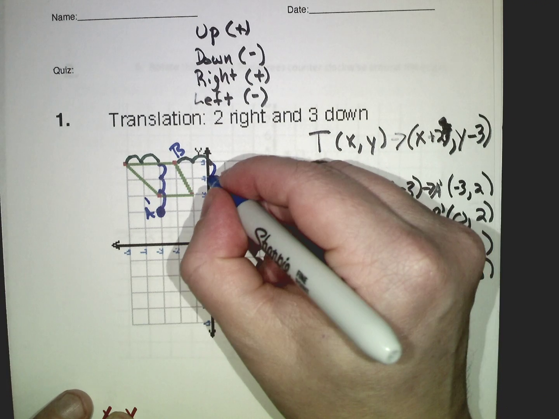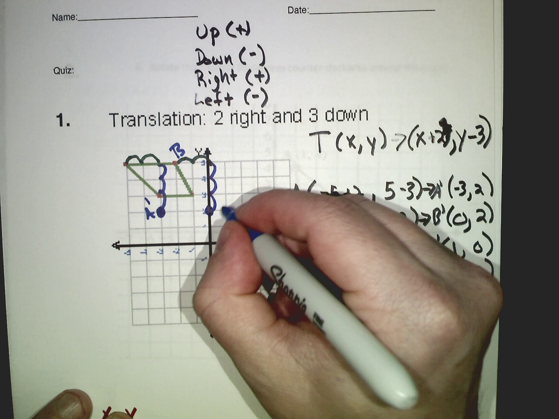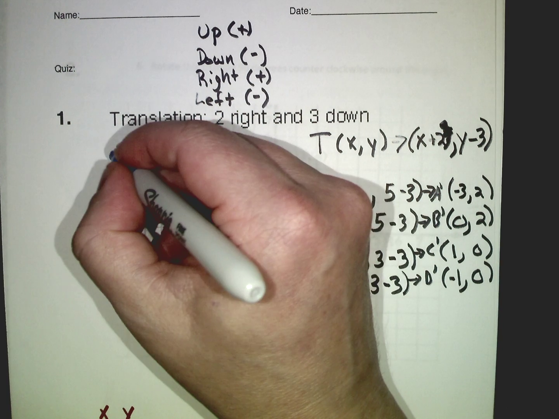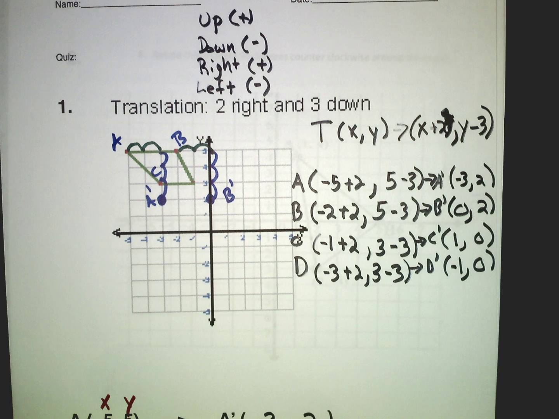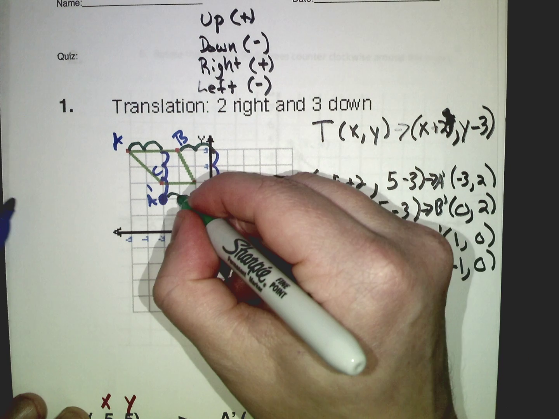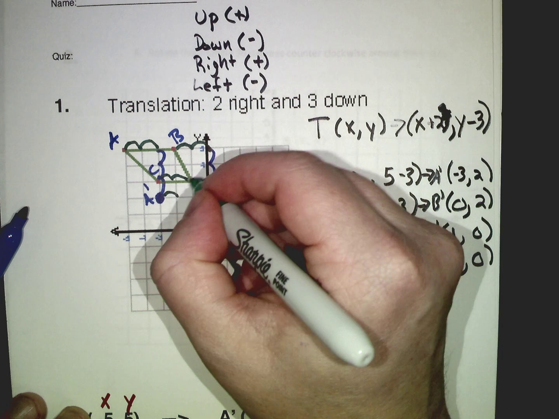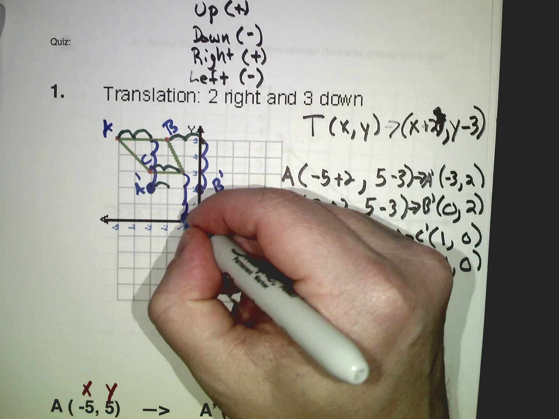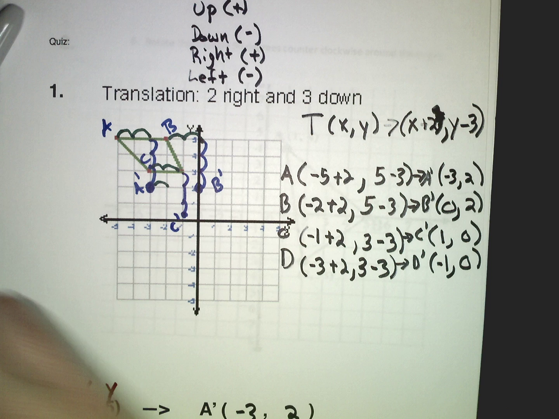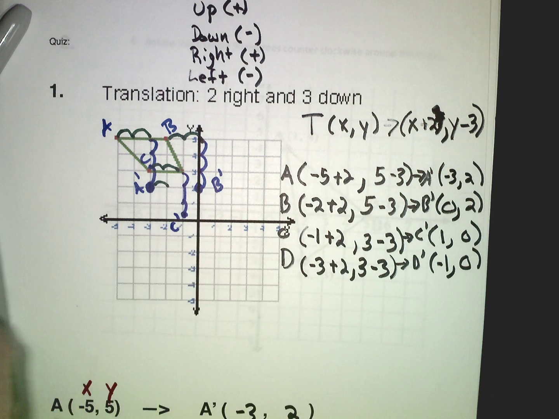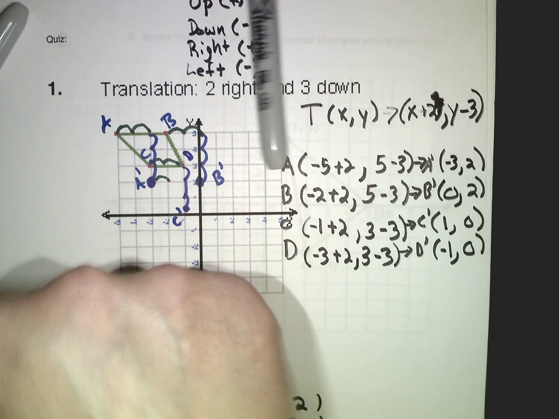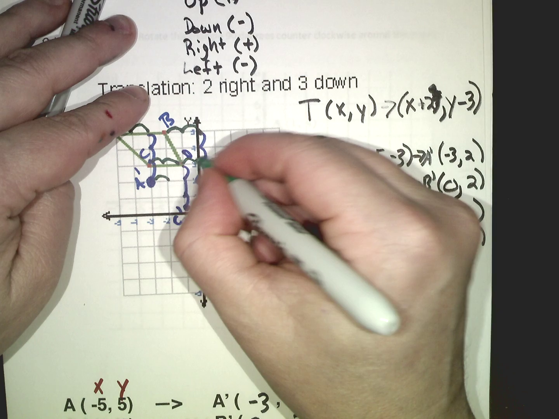And 1, 2, 3 down. And then you keep doing it for all of them. For C over here, 2 across, 1, 2 across, and 3 down. And then finally for D over here, 2 across and 3 down.